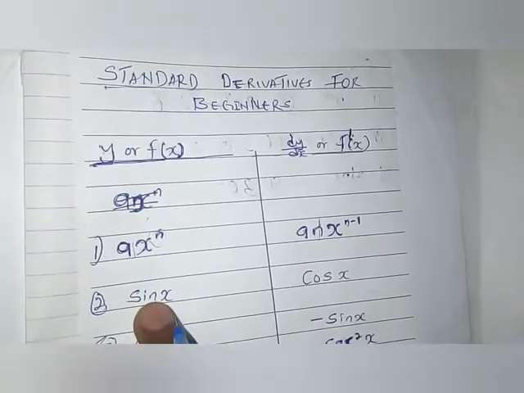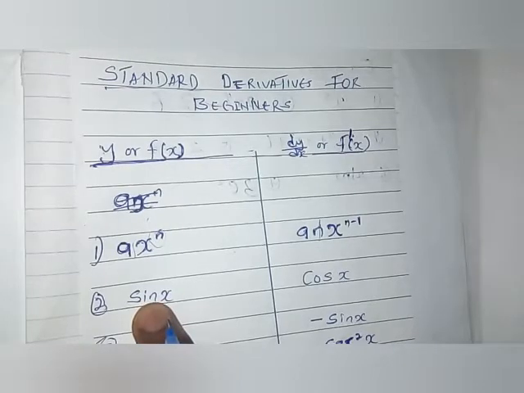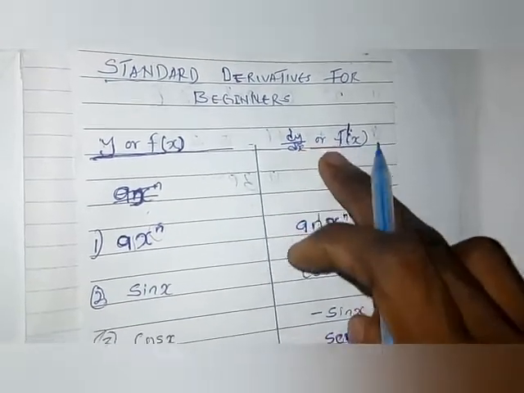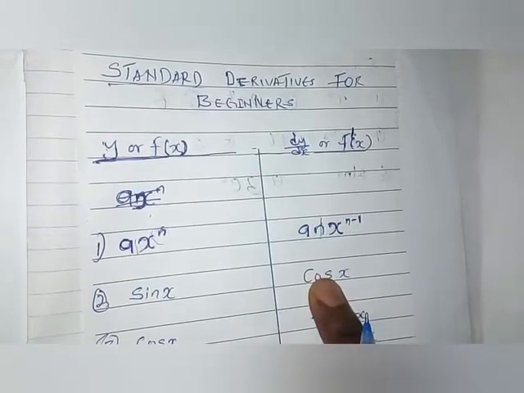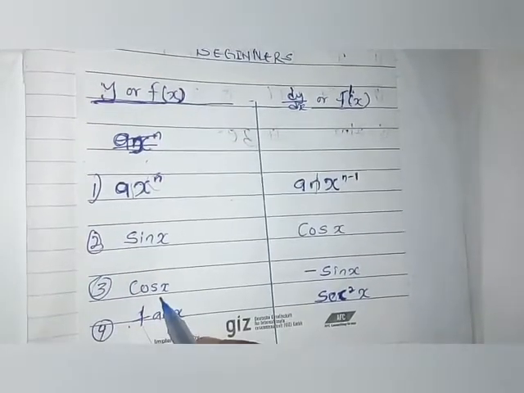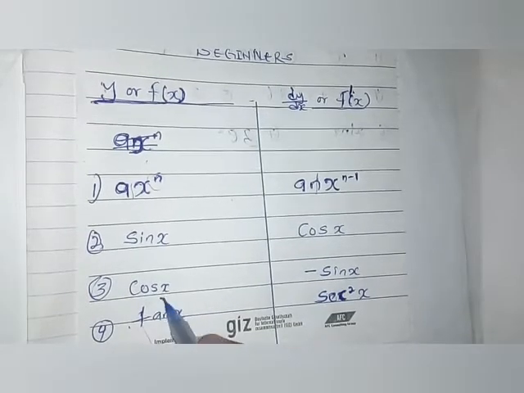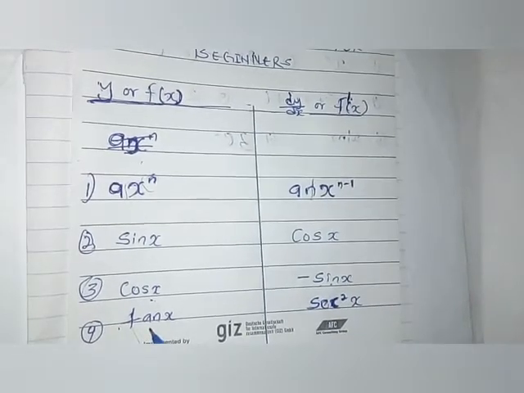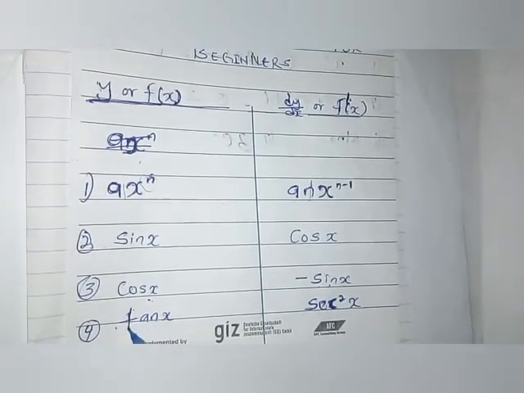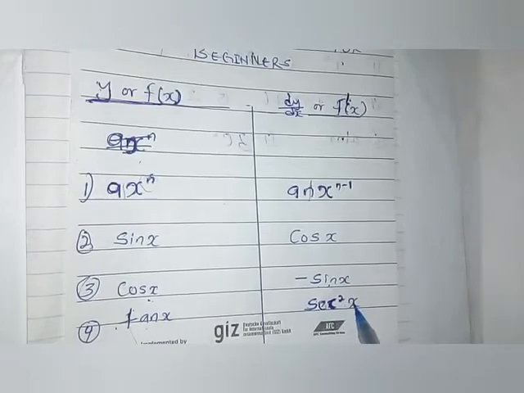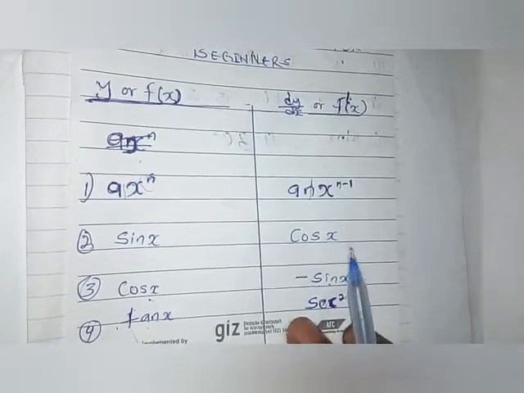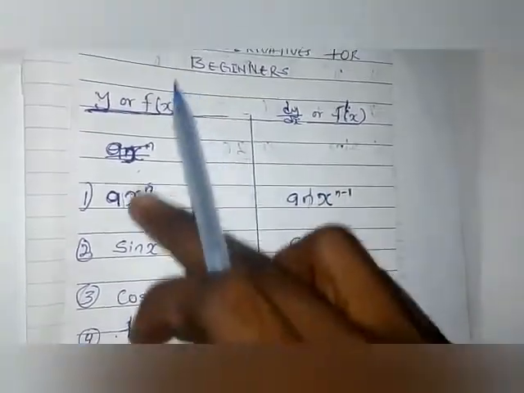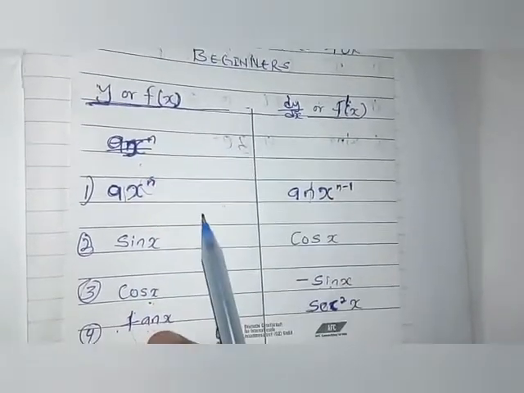Again, if you are given a function y equals sine x, and you have to find the derivative, it is cos x. If you are given cos x, the derivative is minus sine x. If you are given tan x, the derivative is sec squared x. I would like you to pause the video and copy these standard derivatives, as they are the ones you have to use.